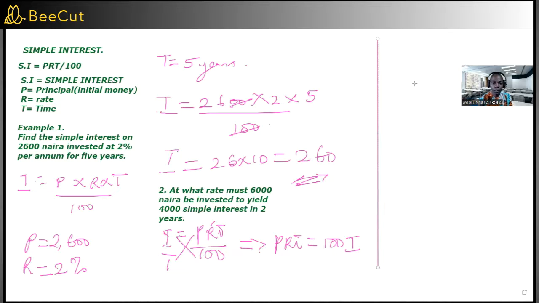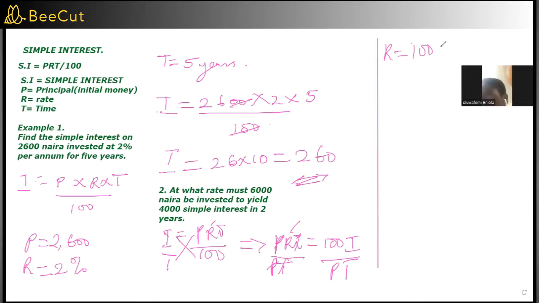So you can say PRT equals this, then I divide both sides by P and T, because I'm looking for R. So T cancels T, P cancels P, and I have only R left here. So I have R now. R equals 100I all over PT.